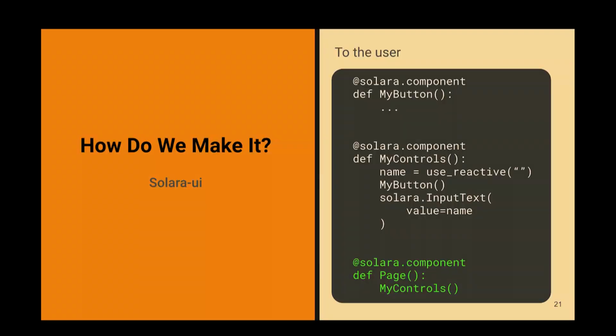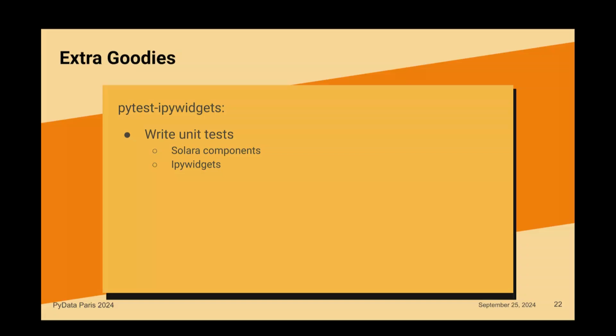Finally, you need to get it to the user. So you could use a widget, but you need to declare some page variable, and that is what Solara automatically looks for in your Python file and then renders. So, the final third piece: PyTest IPyWidgets lets you write unit tests for both Solara components and for IPyWidgets.